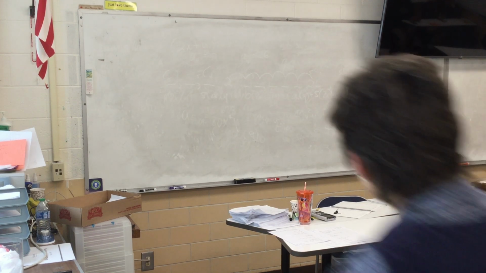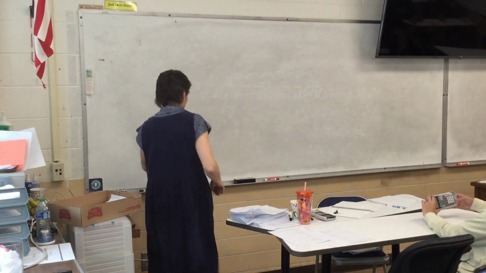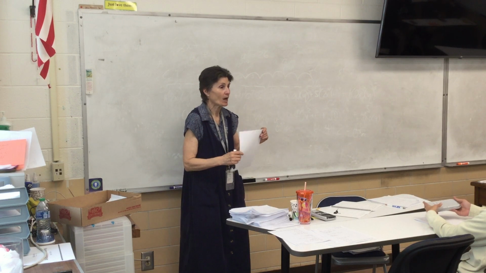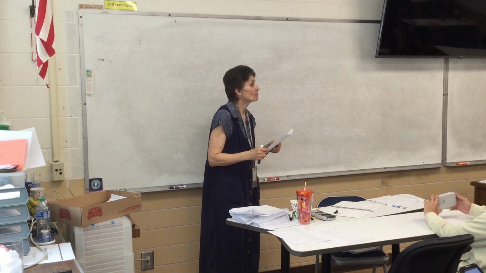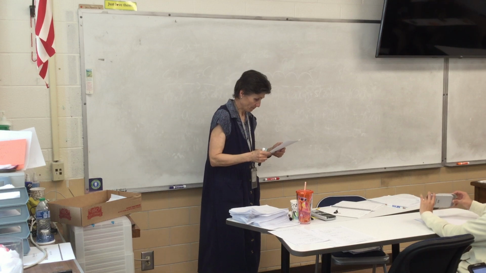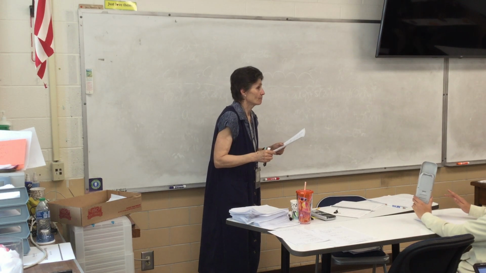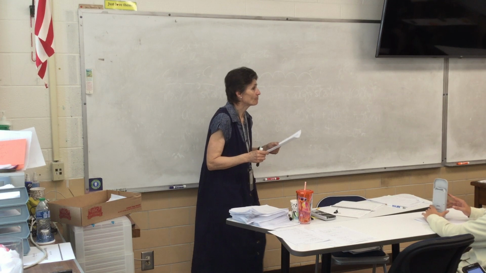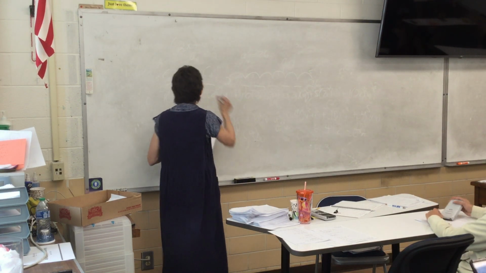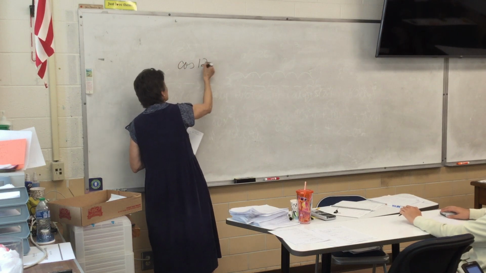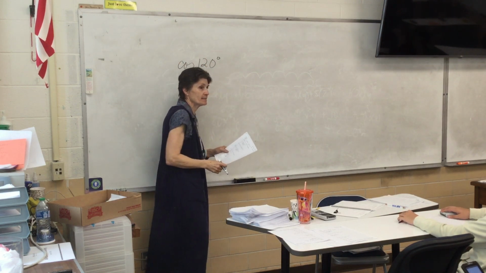Let's touch base on what you may have forgotten. So, who found something that you have forgotten? First problem. Olivia. Number 2? Which one? Well, pick one. 2A. Find the exact value of the cosine of 120 degrees.